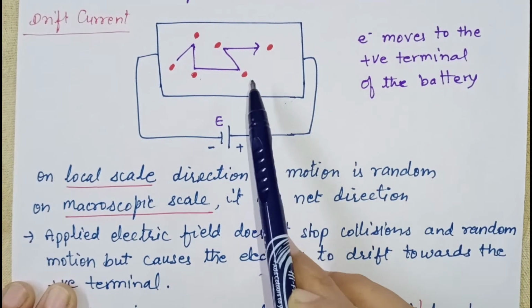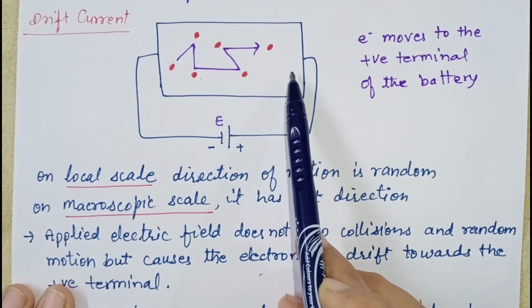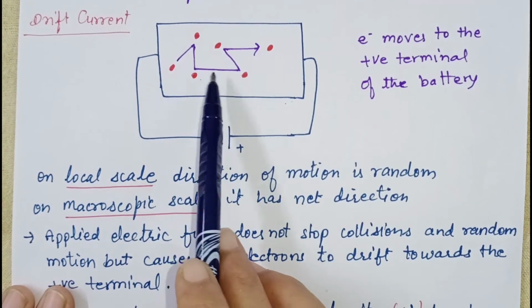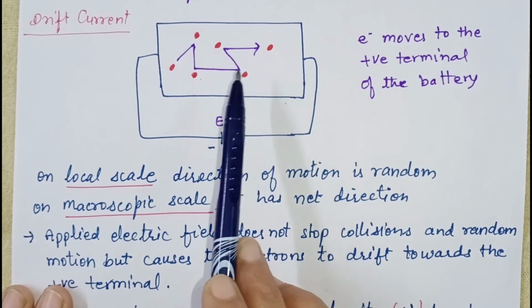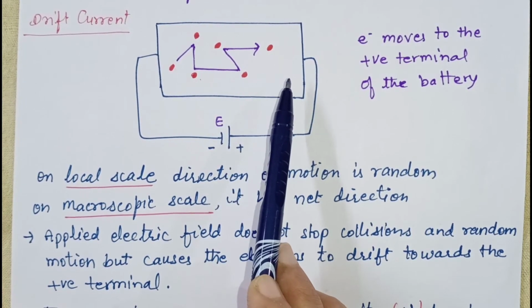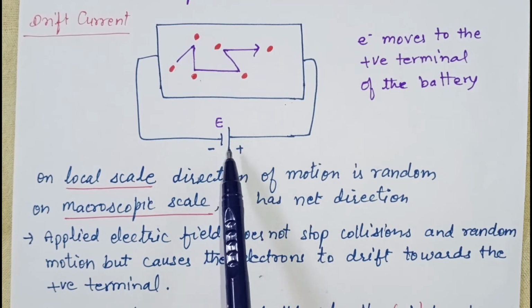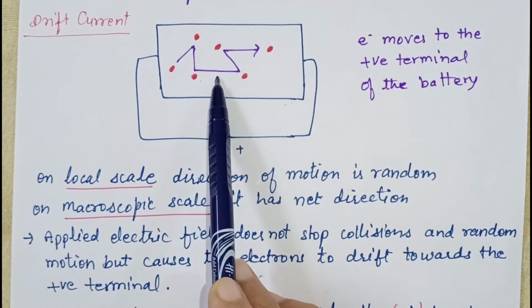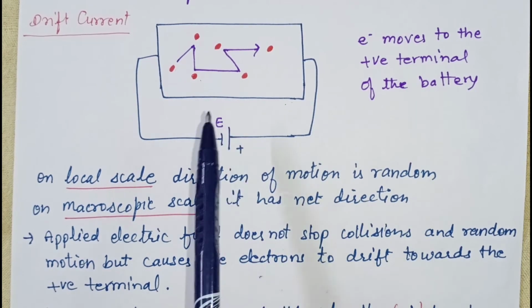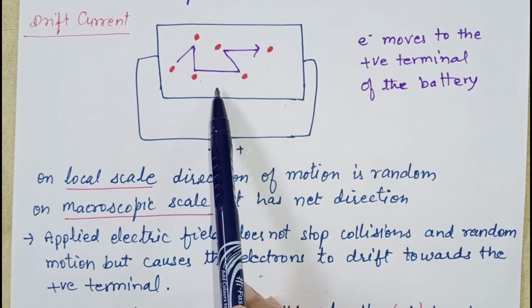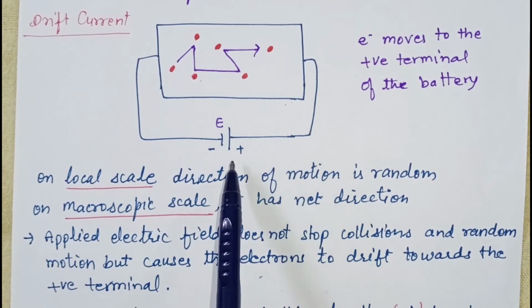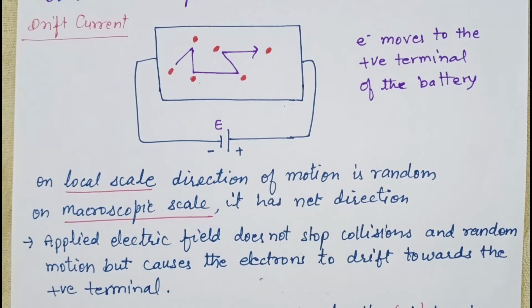After each collision, these electrons lose their kinetic energy, but due to this collision, they are accelerated and gain a certain amount of velocity. This velocity is nothing but drift velocity. So we can say after applying this electric field, random motion of the electron is not stopped, but due to applying this electric field, electrons are accelerated and drifted towards the positive terminal of the battery. So we can say electron gains average drift velocity due to this applied electric field.